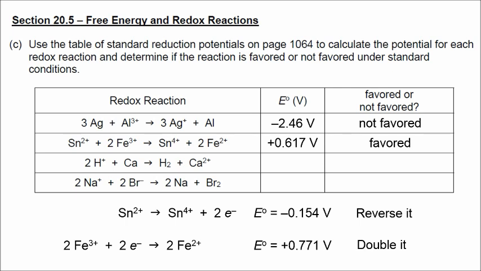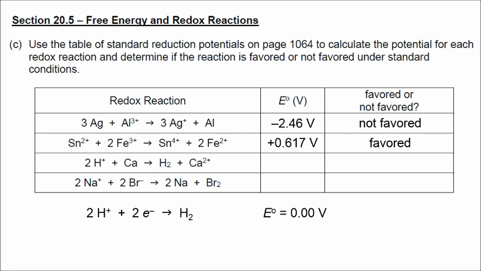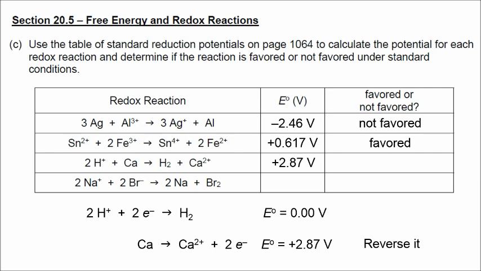Next example involves calcium and hydrogen. These are the half reactions we have to work with from page 1064. We're going to have to reverse the calcium reaction, so that becomes positive 2.87 volts, and we add them together. 2.87 volts is our answer, and yes, it is favored because the voltage is positive.